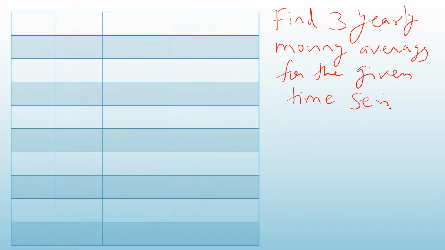So let us first see how to calculate 3-yearly moving averages. Let me give you the time series. Here in this time series, the time is year, and the second column is the production of certain goods.